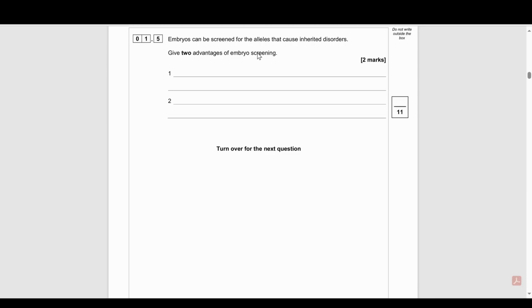1.5. Embryos can be screened for the alleles that cause inherited disorders. Give 2 advantages of embryo screening. So, the word screen. Screening in the case of embryos really means to check. So, embryos can be checked for the alleles that cause inherited disorders. So that would be an advantage. That should be our first one that we can write: check whether an embryo has a disorder.